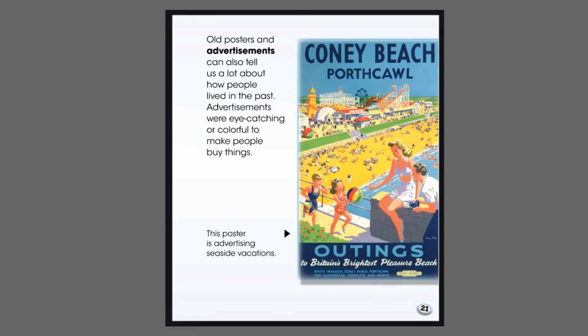Old posters and advertisements can also tell us a lot about how people lived in the past. Advertisements were eye catching or colorful to make people buy things. This poster is advertising seaside vacations.